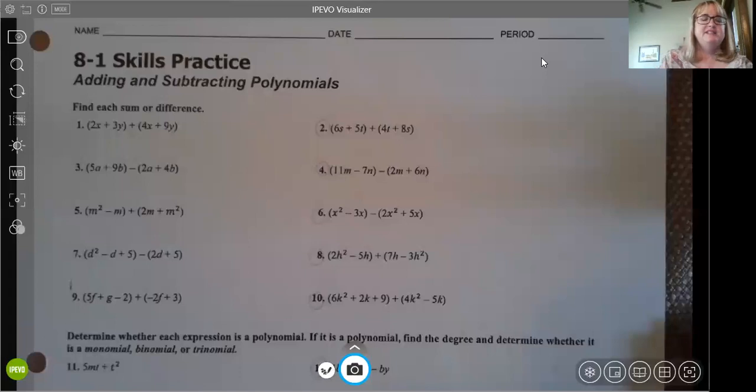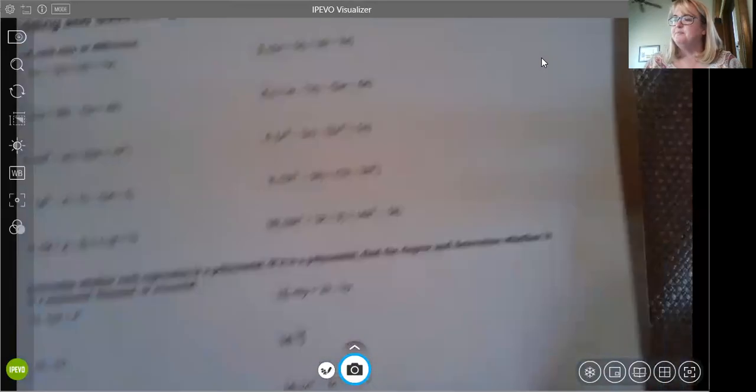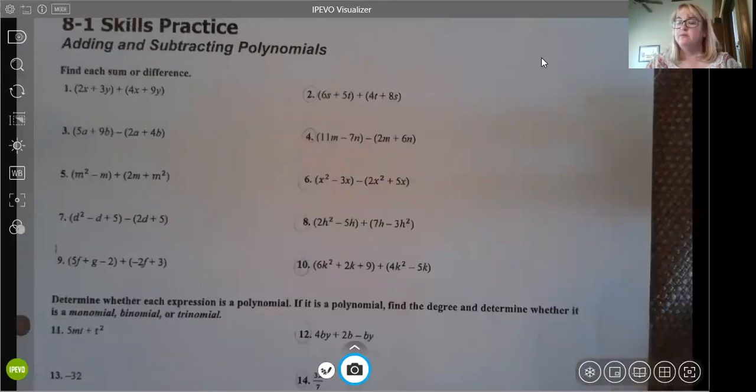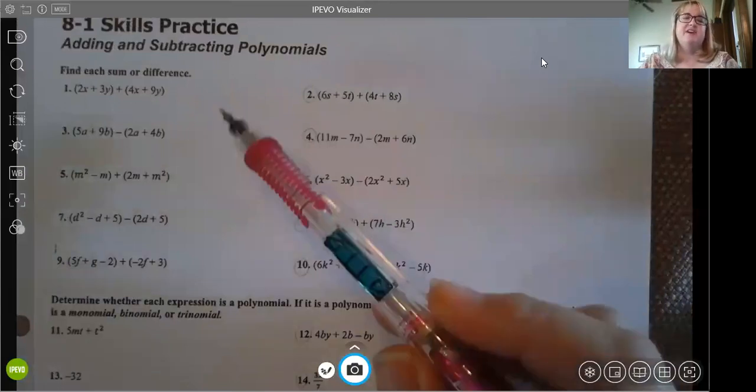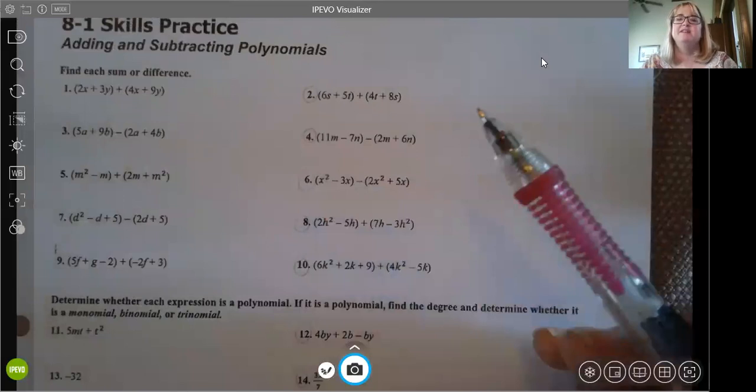All right, so adding and subtracting polynomials. This is one of my favorite units in algebra. So what we are going to do is do the even ones together and go over how to do that. The first section says find each sum or difference. So we are adding or subtracting polynomials like we said.